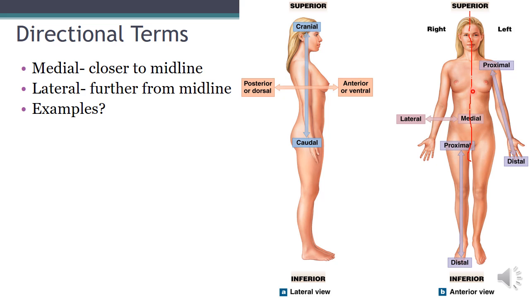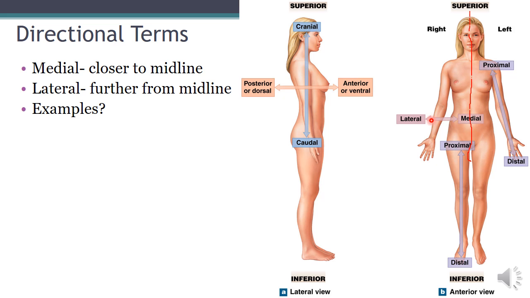So a structure that is medial is a structure that would be closer to this midline than some other structure. So take the nose, for example. The nose is right on midline. So you can describe the nose as being medial to the eyes because the nose is closer, literally right on midline, closer to that midline than your eyes are.